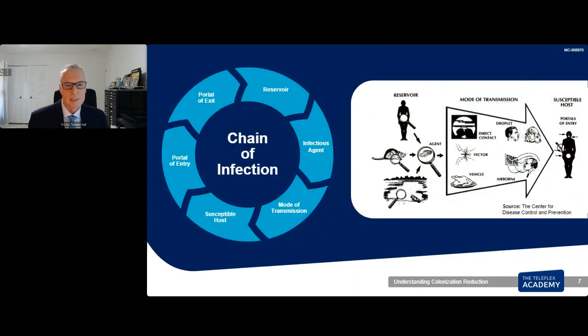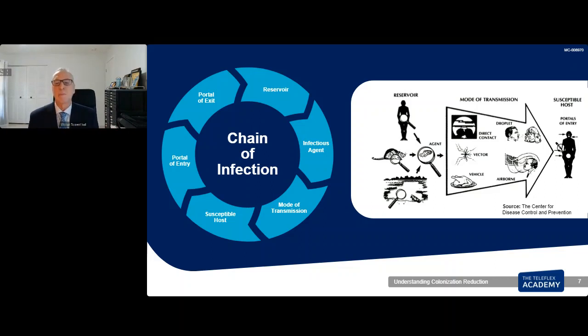How do we stop this? We have the famous chain of infection. We have the reservoir, that could be a person, could be an animal, could be a surface. Then we have the infectious agents, that could be bacteria, fungi, viruses, parasites. And then we have the mode of transmission, that could be by direct contact, touching the person, or by droplets, short distance by the air, airborne long distance, like tuberculosis, by a vector like a mosquito, like dengue, Zika, chikungunya, or a vehicle that could be the food.